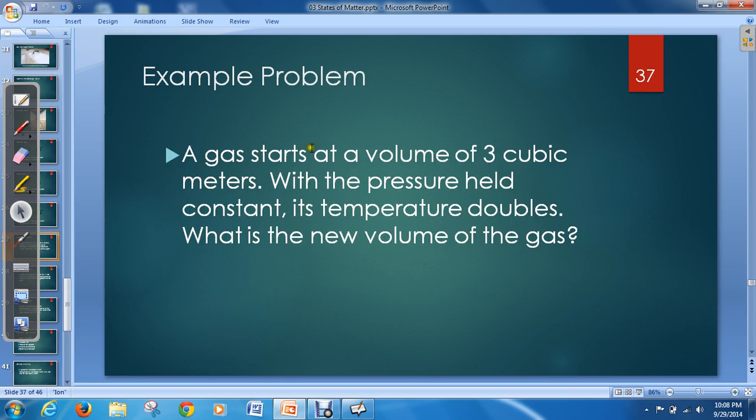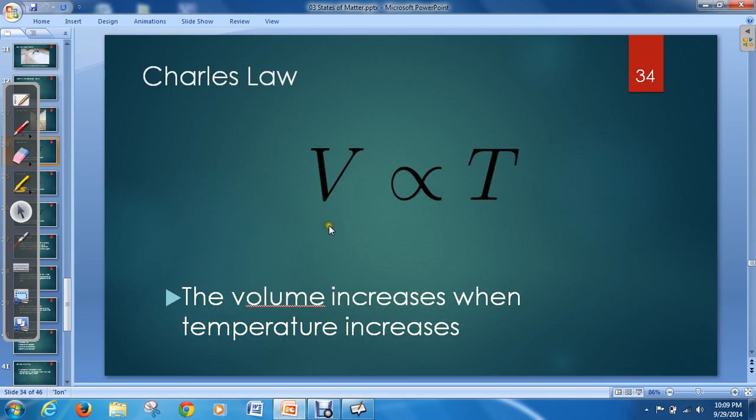This problem says that a gas starts at a volume of 3 cubic meters, the pressure is held constant, and its temperature doubles. What is the new volume of the gas? In this situation, we see that the pressure is held constant. The pressure is fixed. It's not changing. So if we look at the law that doesn't have pressure involved, that's Charles' law. Charles' law does not have pressure, so we're going to be using this one.